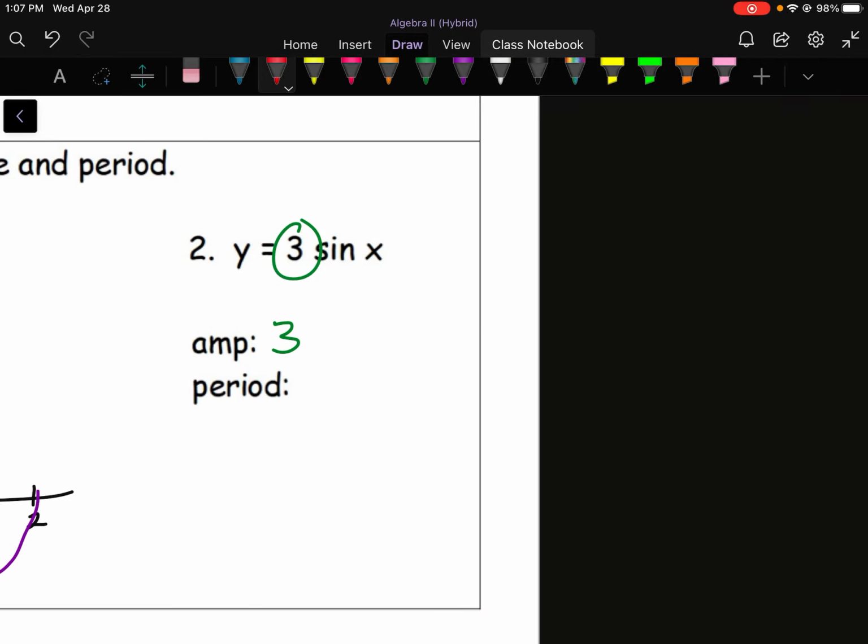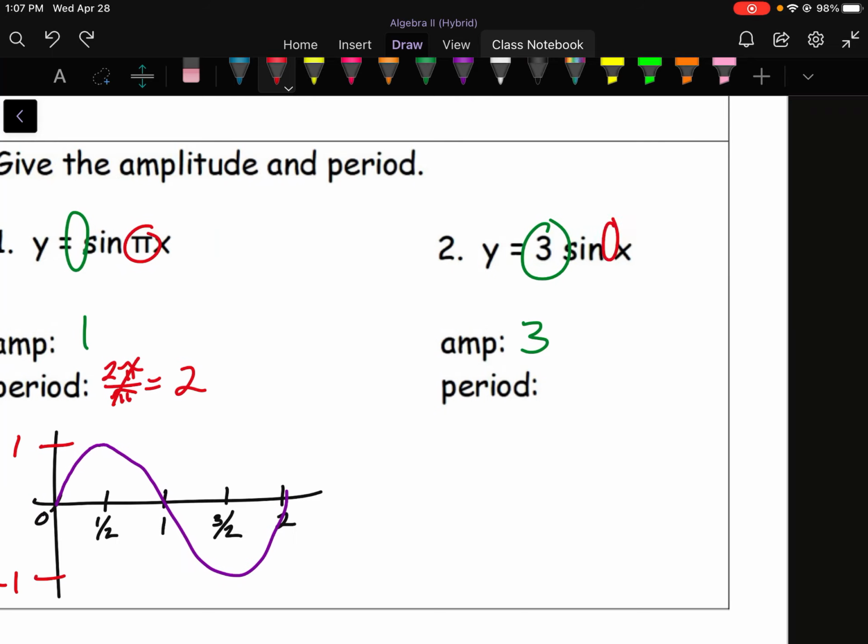This one, my b value here is 1. So we're going to take 2 pi divided by 1. Well, we just get 2 pi. So again, what that means is if I'm graphing, I'm starting here at 0. I'm ending at 2 pi.